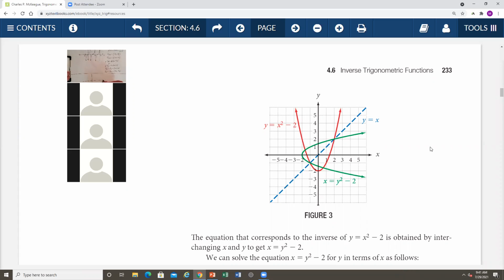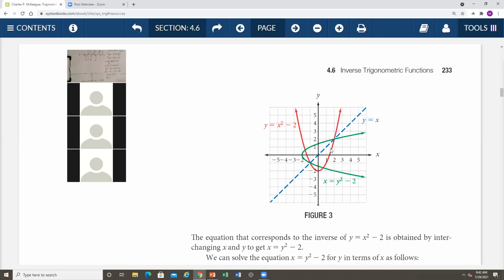What would we have to restrict the domain of y equals x squared minus 2 to in order for it to be a one-to-one function? Well, x is all real values, right? Because it passes the vertical line test. So then it comes down to the horizontal line test. So I would probably just chop it off at 0 and then just take either the negative or the positive.